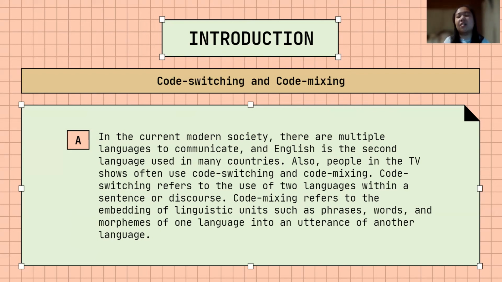Code switching and code mixing are quite different. Code switching refers to using two languages within one sentence, but code mixing refers to the embedding of linguistic units, like phrases, words or morphemes, of one language into the utterance of another language to communicate.